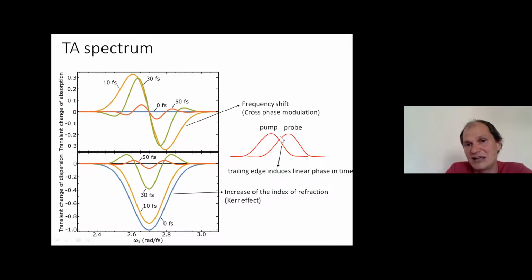If we have a situation like this, the probe overlaps with the trailing edge of the pump, and the pump changes the index of refraction of the sample. It changes it in such a way that the index of refraction decreases gradually from the beginning of the probe till the later time of the probe. So the trailing edge induces a, let's say, linear phase in time for the probe. It's not exactly linear, but if we transform the linear phase to the frequency domain, we get a frequency shift. So here we observe the cross-phase modulation.